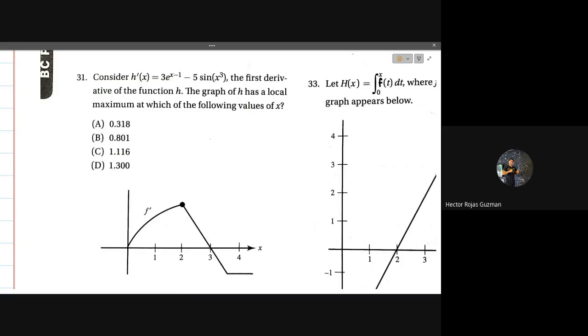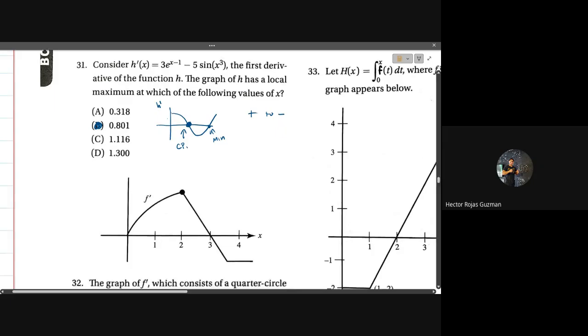Consider h prime, the first derivative. The graph has a local maximum where... I already graphed it and sketched it out. It kind of looks like this, like that, h prime. If you want a maximum, you want to find a critical point where you go from positive to negative, from increasing to decreasing. So that's going to be this first one. I'm going to call it critical point 1, x1. The other one would be a minimum. But anyways, with your calculator, you find that critical point and it's 0.8.